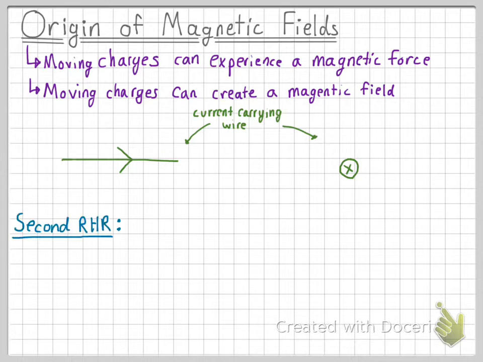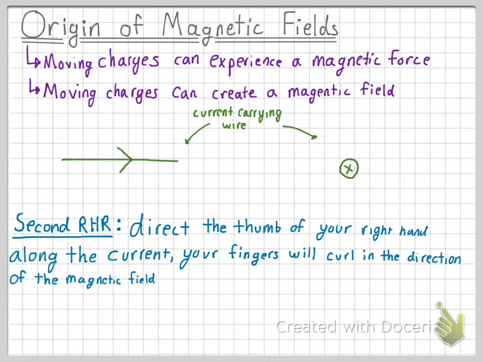We have a second right-hand rule that we will use to find the magnetic fields around these two different wires. For this second right-hand rule, you place your thumb in the direction of the current and you curl your fingers in the direction of the magnetic field. So let's do this first example on the left. The current is pointing to the right, so you place your thumb pointing to the right.